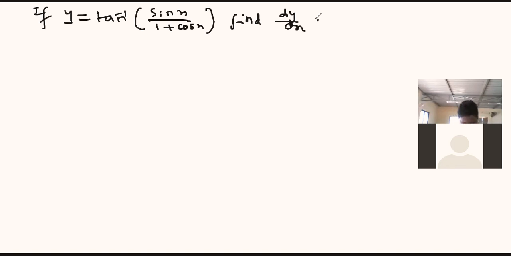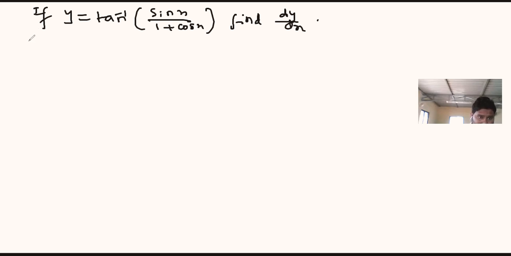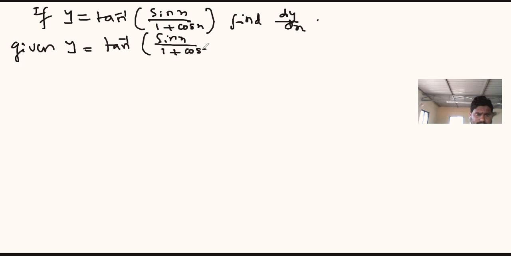Anybody try this? See how to solve this. See, the given expression is y equal to tan inverse of sin x by 1 plus cos x. So if you differentiate directly, the derivative of tan inverse x is 1 by 1 plus x square. Then we have to apply the quotient rule. So it is a lengthy process. Then how to differentiate directly?